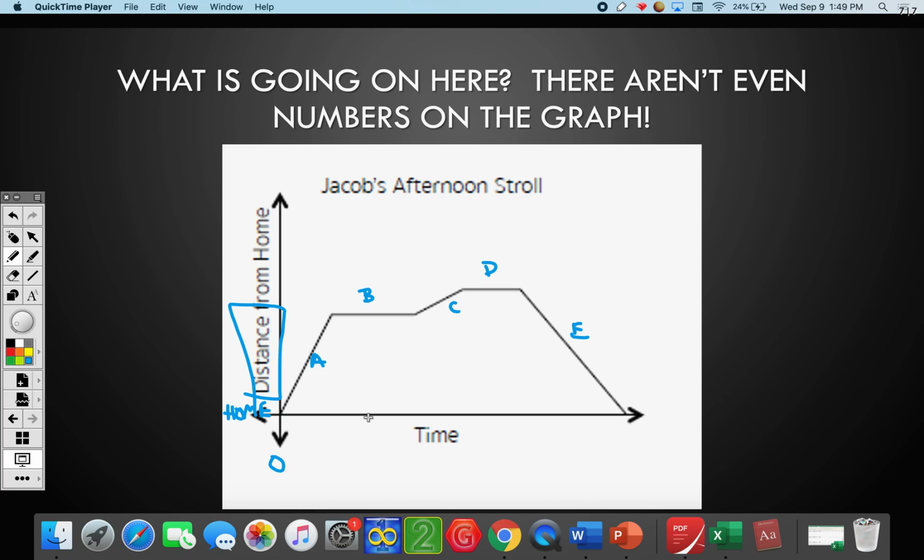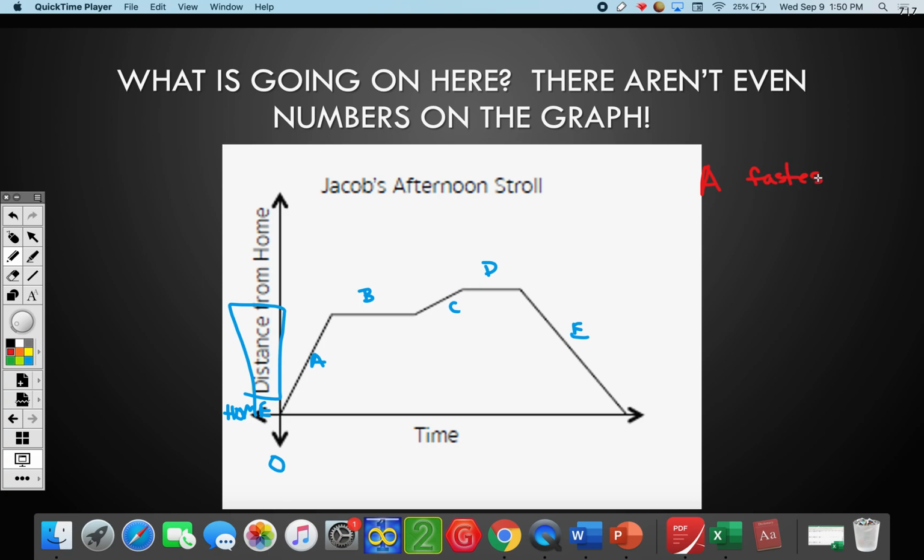Now, those particular sections, from the previous video, we know that steeper is faster, flatter is slower. Steeper is faster, flatter is slower. So my question to you is, where is he going the fastest? So where is he the steepest? And you should have said A. He is going the fastest in section A.